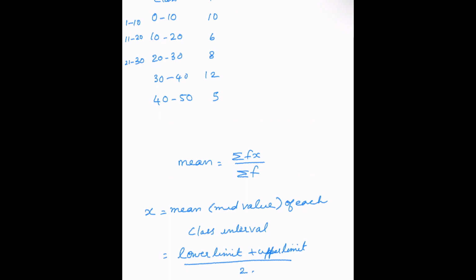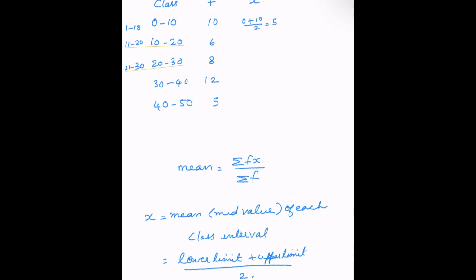So in both cases, whether it is continuous or discontinuous, what you need to do is lower limit plus upper limit by 2. That is going to be your x. So here, 0 plus 10 divided by 2 is 5. Now 10 plus 20 by 2 is 15, right? So I can just write the mid values here, 25, 35, and 45. So this gives me x.